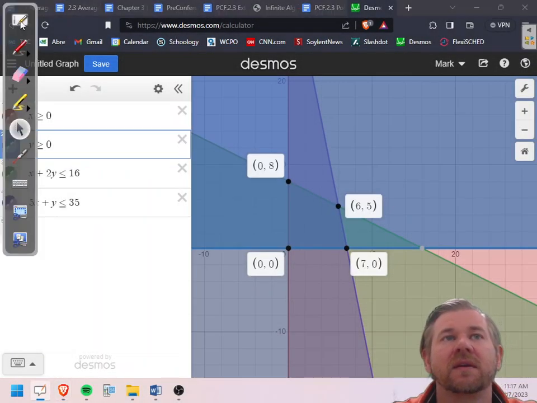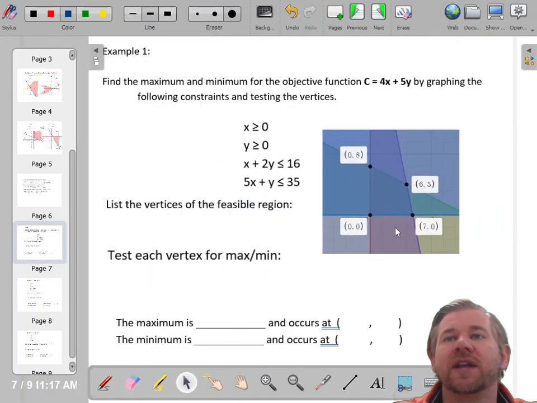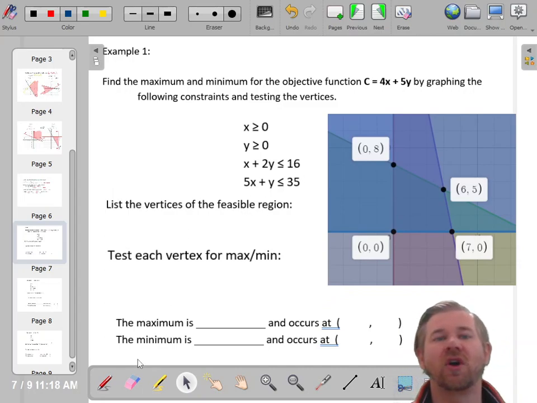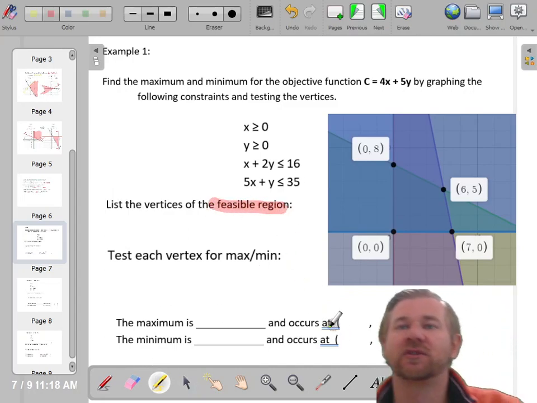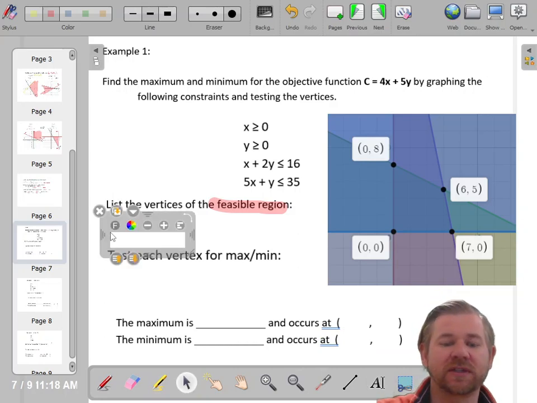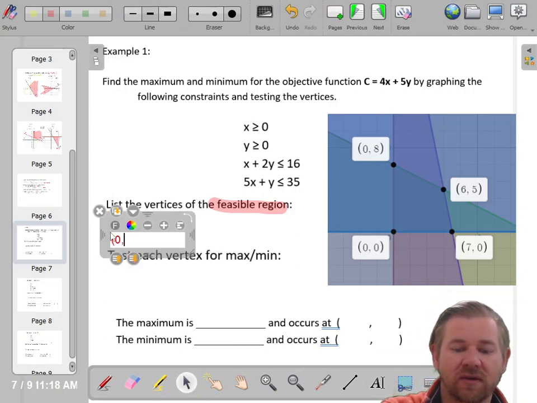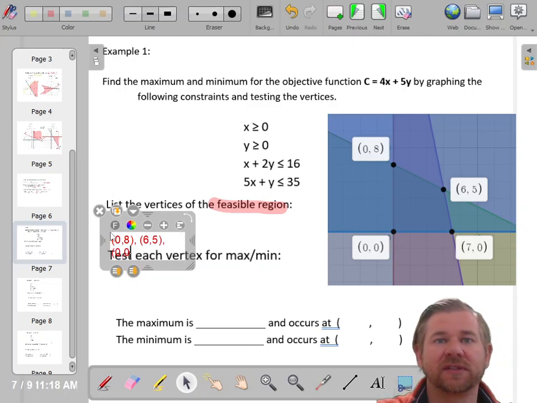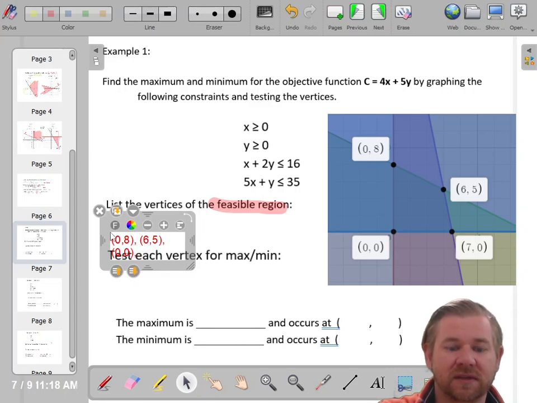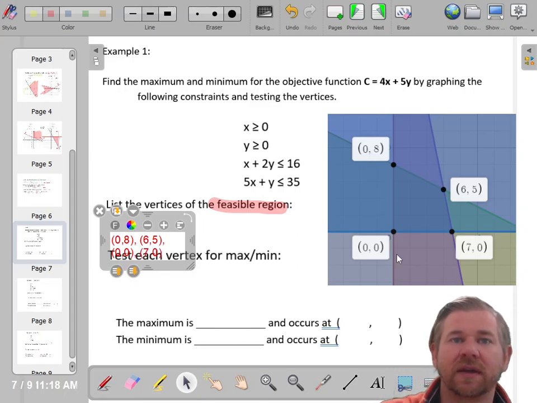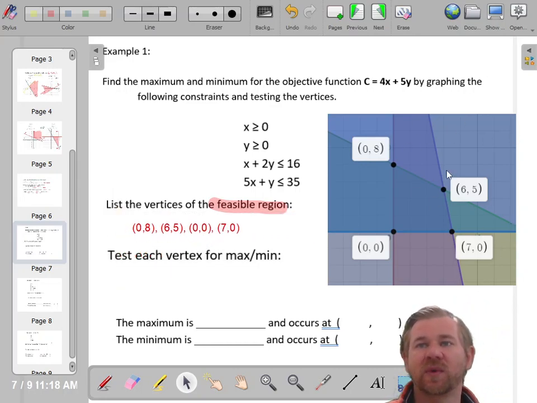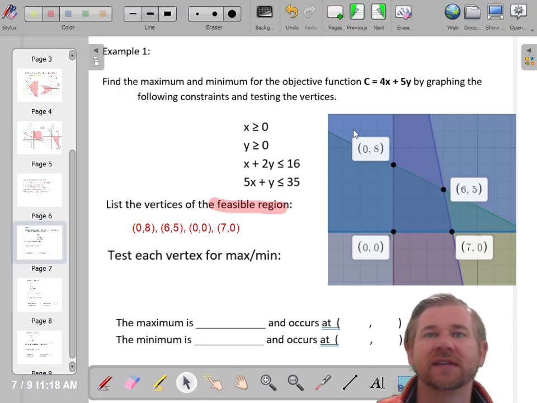There we go. Okay. So when I graph it, what I do is I find where all four of them are overlapping. That is called the feasible region. So if I say list the ordered pairs of the feasible region, we have (0, 8), (6, 5), (0, 0), and (7, 0). Those are the 4 vertices of the feasible region. You graph it and you find where they overlap, and those are the 4 vertices.